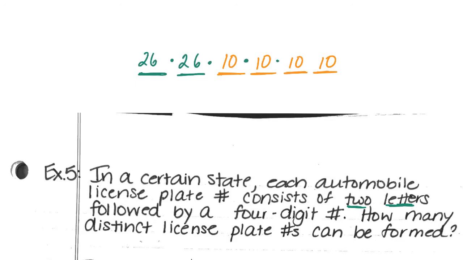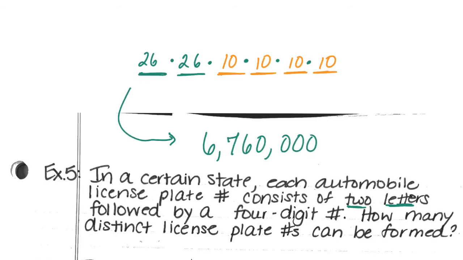And notice we're always going to multiply all this. When I multiply 26 times 26 times 10, 10, 10, 10, I do get an answer of 6,760,000 different ways.